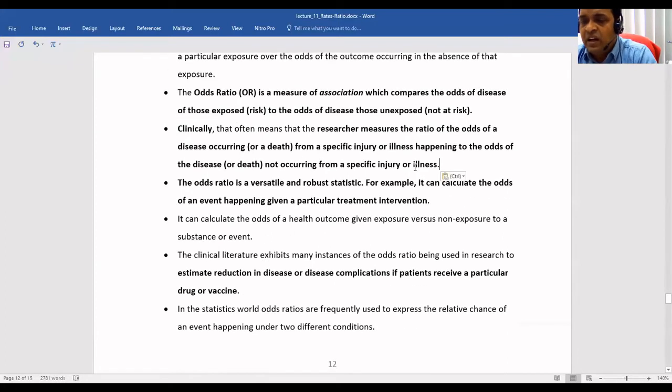As an example, in a clinical trial, researchers measure the ratio of the odds of a disease occurring from a specific injury or illness to the odds of the disease not occurring from that specific injury or illness. In this way, we can use the odds ratio in a clinical trial.